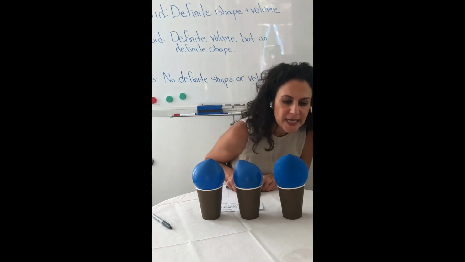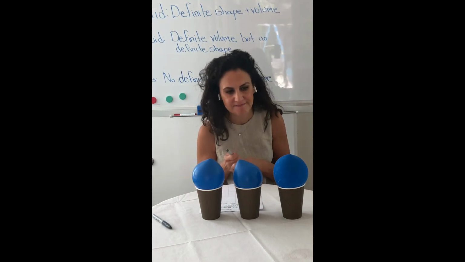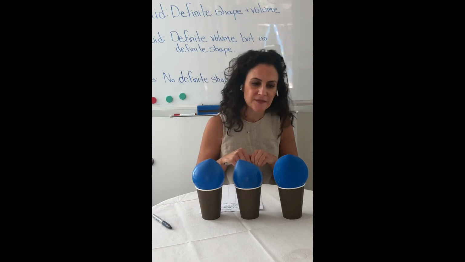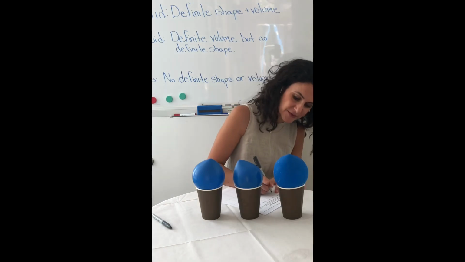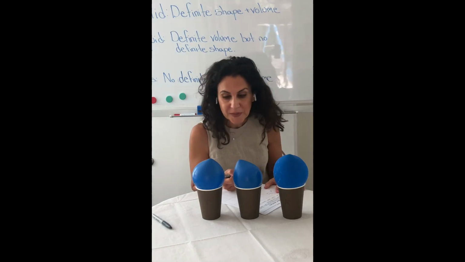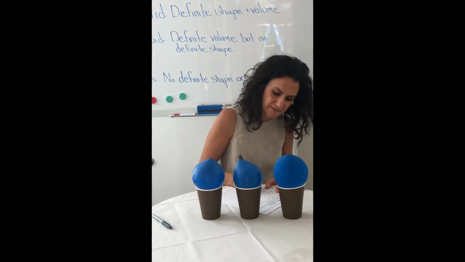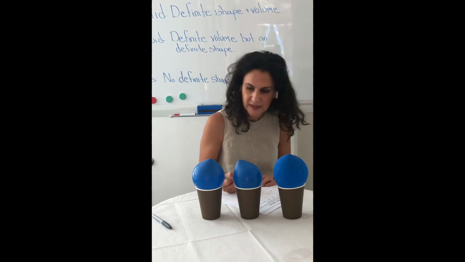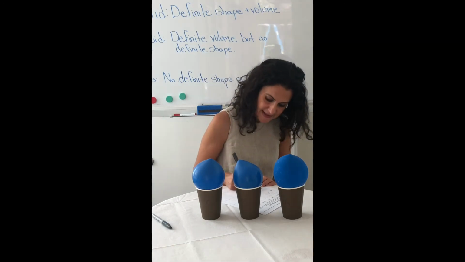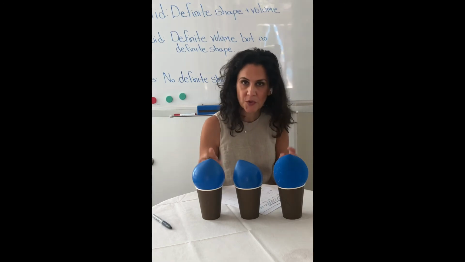Balloon A, I'm going to look at it. By looking at it, can I tell if it's a solid, liquid, or a gas? I can't tell, so I'm going to write I can't tell. Balloon B, same. So I'm going to write can't tell. And balloon C, can't tell. You can write can't tell, I don't know, use your own words.